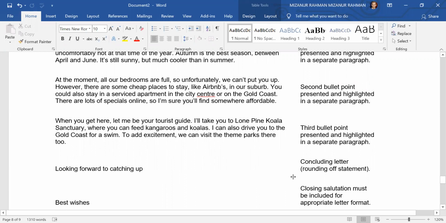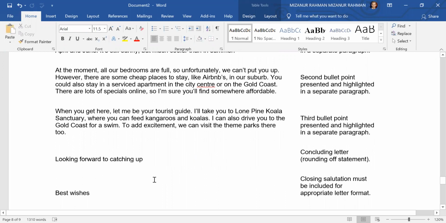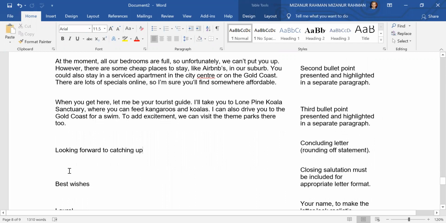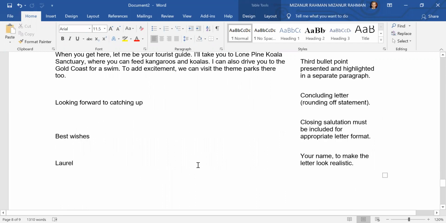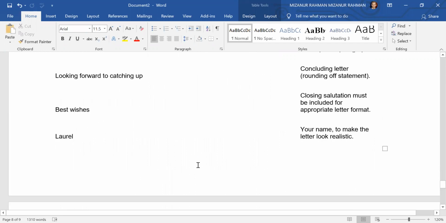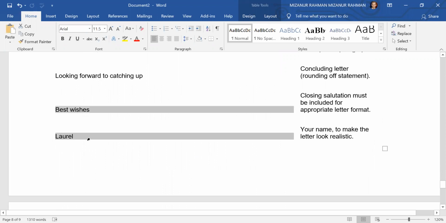"Looking forward to catching up" is the concluding, rounding-off statement. So what does it do? It concludes the letter. Now, "Best wishes, Laurel." You put your name. The closing salutation must be included for appropriate letter format. So that's the closing salutation, and then Laurel.